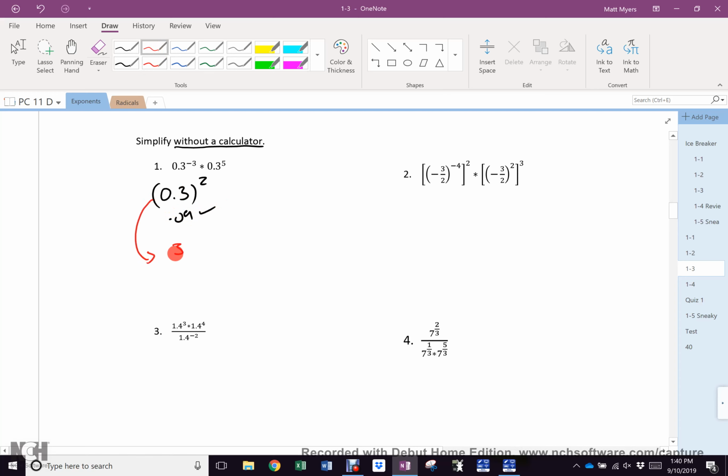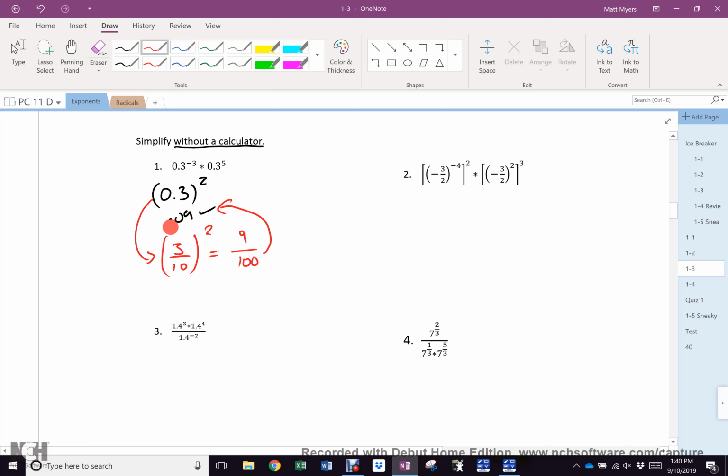Isn't that 3 over 10? And then that's squared, yes? Well, what's 3 squared? What's 10 squared? 100. 9/100 is 0.09. Yeah? All right.